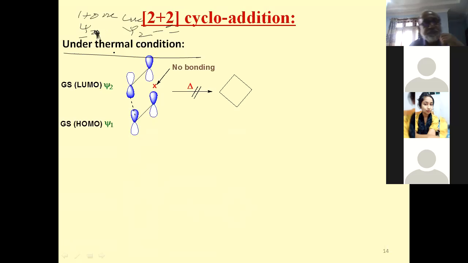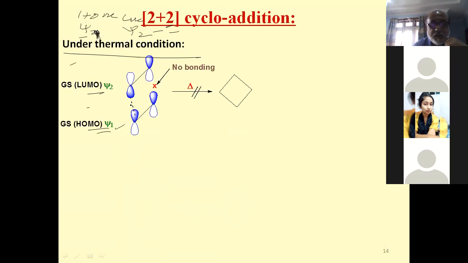Here it is 2 plus 2, which means each component is a 2 pi system. What is your HOMO? In the ground state, HOMO is psi 1. And what is the LUMO? LUMO is going to be psi 2. The other one is also an alkene, so its LUMO is psi 2.